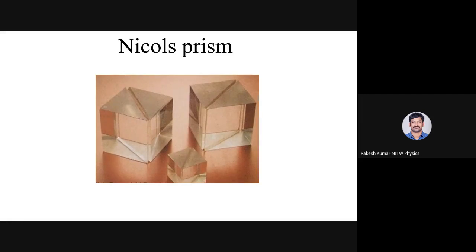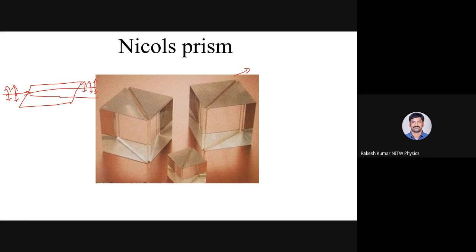Okay. So next one is a Nicols prism. So this is the original Nicols prism. Okay. So if you remember your double refraction phenomenon in calcite crystal, let me just rewrite once again. You're sending unpolarized light, and you're getting two rays. One is ordinary, one is extraordinary.